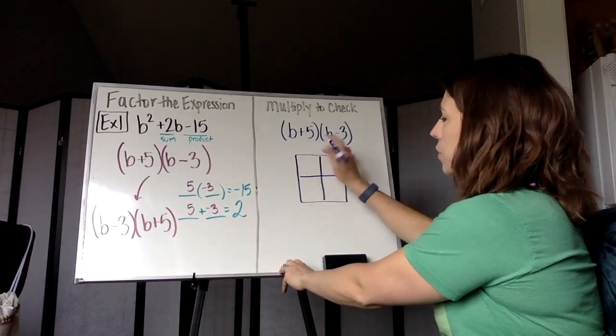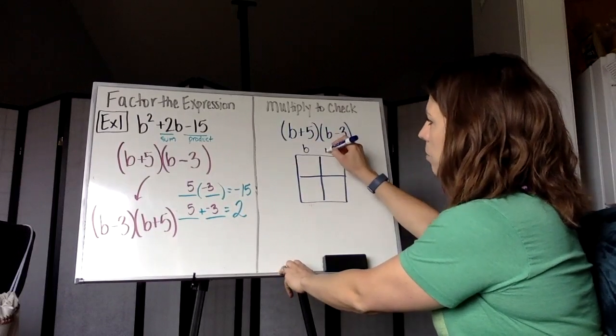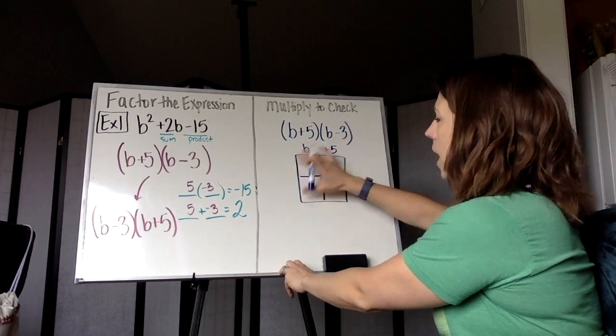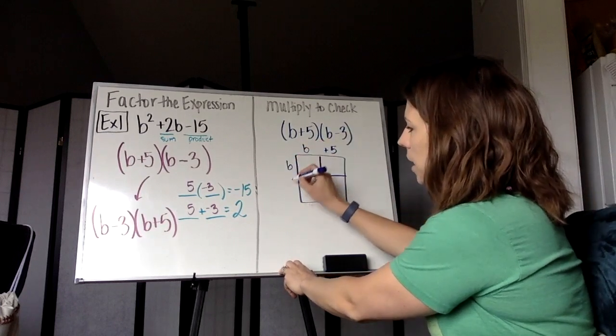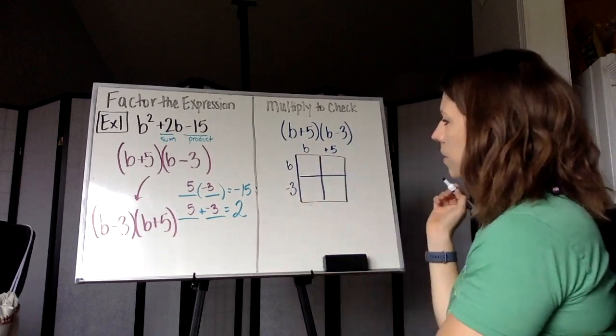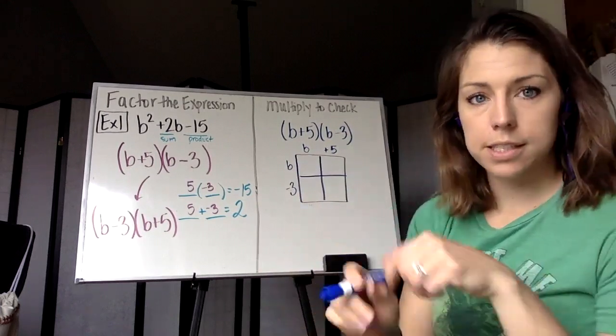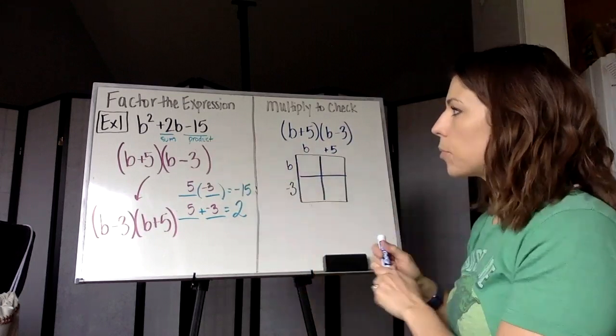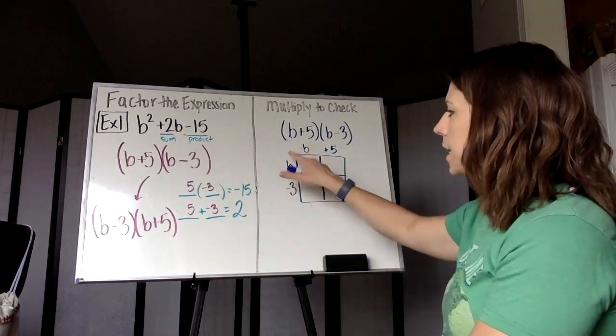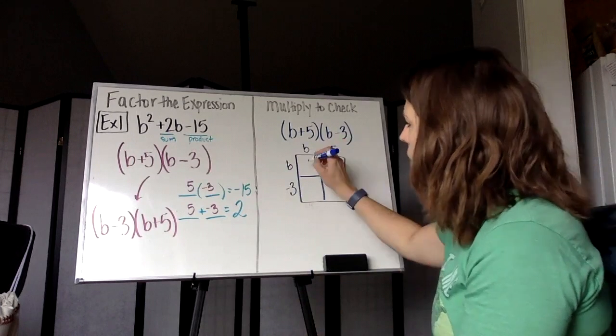Across the top, put your first binomial, b plus 5. Down the side, put your second binomial, b minus 3. Now all we're doing is multiplying everything in the boxes, and we're going to see if it ends up with what we started with. B times B is B squared.